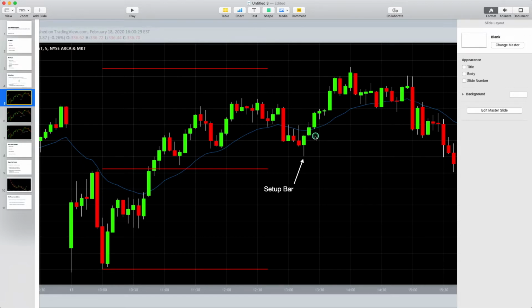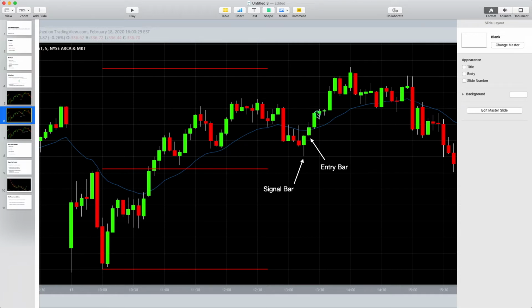Now, once that setup bar triggers, so when the next bar goes above that bar and where traders are trying to exploit the imbalance, as soon as it goes above that bar and the setup bar triggers, it becomes a signal bar. So now that the bar has triggered, it's a signal bar. And the bar that triggers the buy is called the entry bar. So this is now the signal bar, and this is the entry bar.